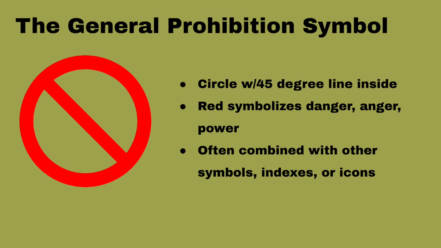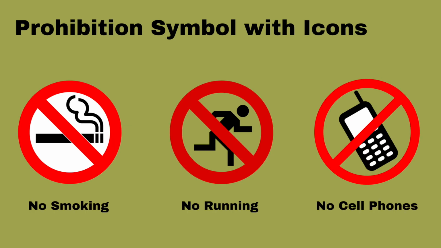The next symbol that we will be going over is the general prohibition symbol. This is also a 2D specimen which is used to prohibit certain actions depending on the area. It is a red circle with a diagonal 45-degree line inside it. It is also bright red, which signifies danger. This is commonly combined with other icons or symbols to create signs showing what is prohibited in certain areas. You have most likely seen the prohibition symbol combined with an icon of a cigarette in planes or hospitals to signify that smoking is not allowed in those areas.